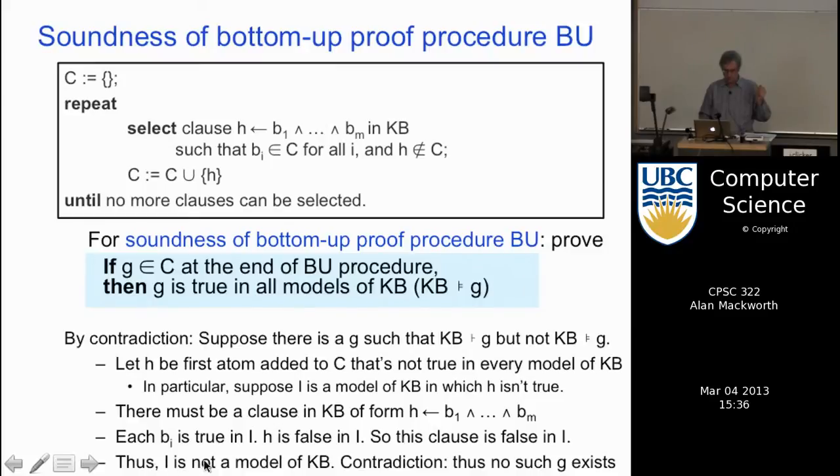But it isn't a model. Since that clause is false, it's not a model of the knowledge base. Whereas here, we presumed that I is a model of the knowledge base, but now I is not a model. We've got a contradiction. Thus, this cannot be true. No such G exists. It's a fairly simple proof by contradiction. Does that make sense?